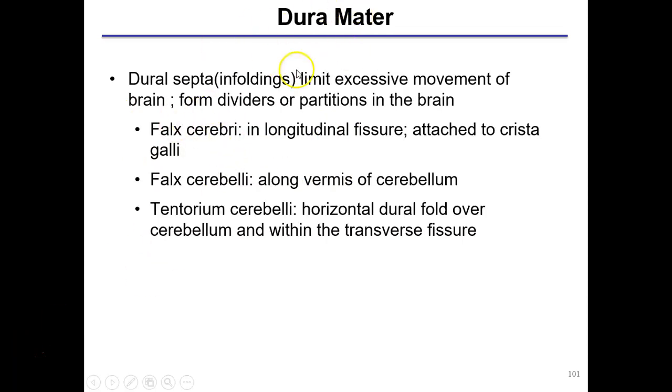Again, the dura mater is a very tough, dense fibrous connective tissue. It provides mechanical protection to the brain, and its infoldings help limit movement of the brain and form dividers or partitions within the brain or within the cranial cavity.